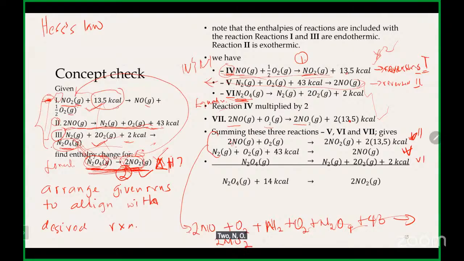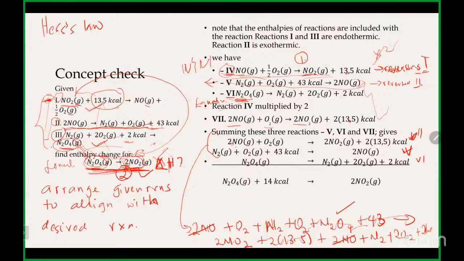2NO2 plus 2 times 13.5 plus 2NO plus N2 plus 2O2 plus 2 kcal. This is 43. So 2NO cancels out. N2O4, that's fine there.